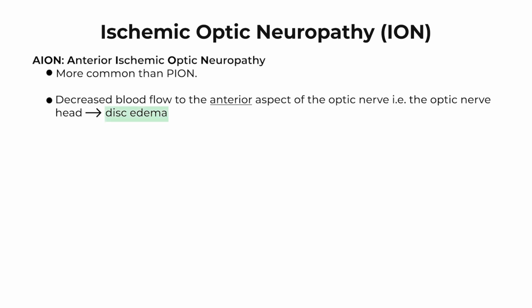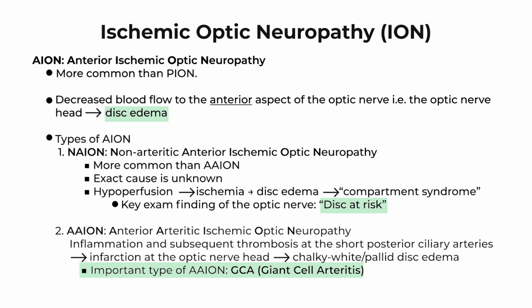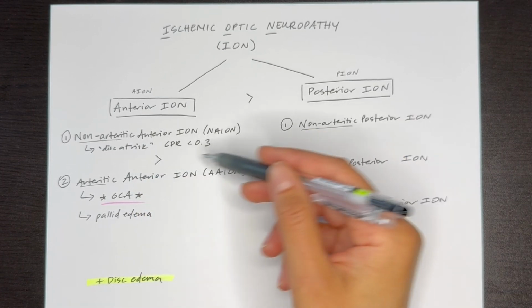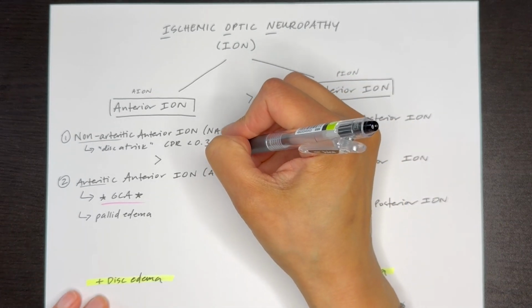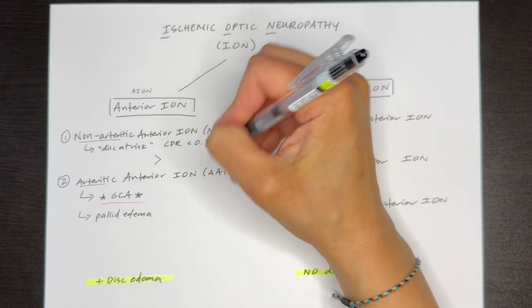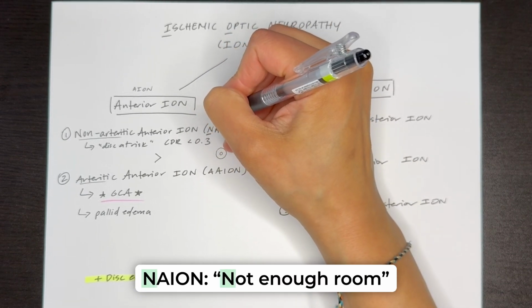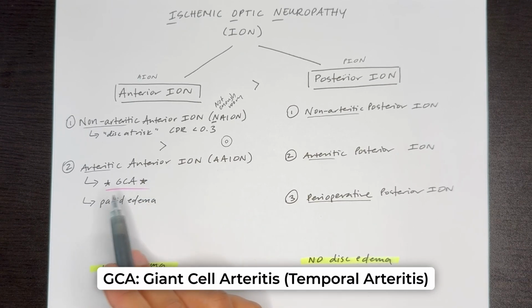What I'll briefly mention about AION is that there's two main diagnoses to keep in mind, and that's NAION as well as GCA. So NAION, that's more common than arteritic anterior ischemic optic neuropathy. The buzzword for NAION is disc at risk, and that's where the cup to disc ratio can be less than 0.3. So the structures traveling within the disc, within the optic nerve, can be more crowded. So one way that you can remember that and differentiate between the two: this starts with an N. There's not enough room. And for arteritic anterior ION, GCA, GCA, GCA.